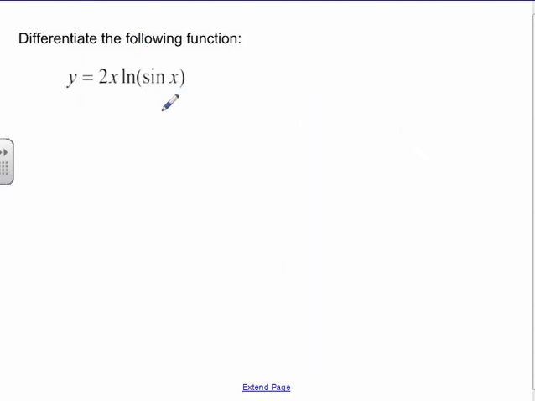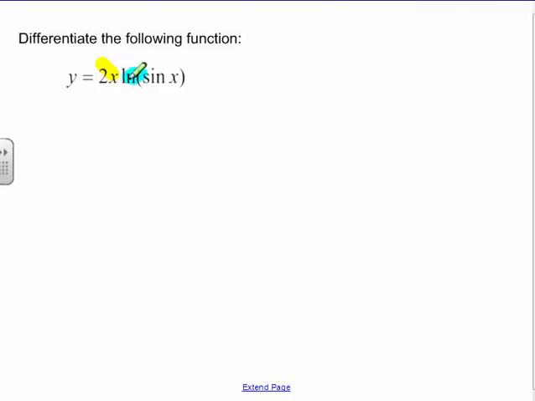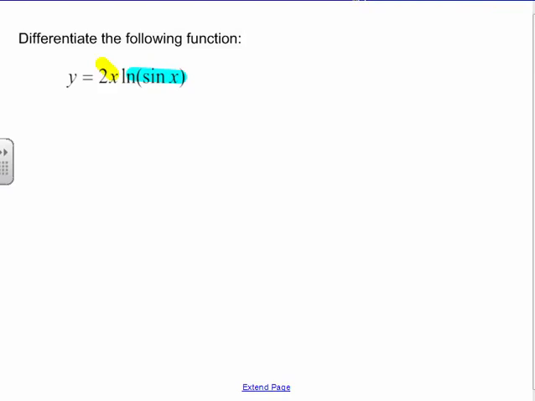Let's try another one. What about 2x ln of sine x? Now here's where we start getting a little crazy, because this is almost to the point of being ridiculous. Who ever needs to derive this function? But it's more of a mental activity now. So the first thing we need to recognize is what rule do we need? And I'm going to separate this using a highlighter right now into 2 different sections, because hopefully you can see that here are our 2 sections. We actually have a product rule. So I'm going to start with our product rule first.